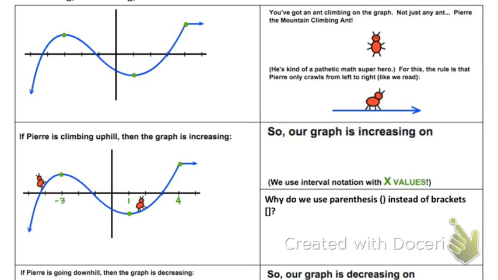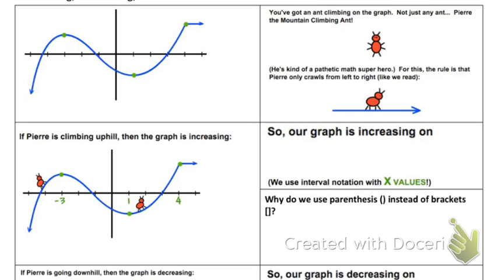Pierre's always trapped on graphs, and he's kind of lame because he can only walk in one direction. On your graph, the only direction he can go is left to right, just like when you're reading a book. You read left to right. That's how you're supposed to read graphs too. We work left to right. Pierre is walking on the graph, and he's always going left to right.